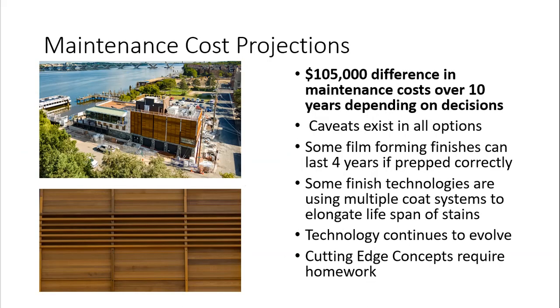Now, in all of our maintenance cost projections, caveats exist. Okay. There is a $100,000 potential difference over 10 years based on the decisions that you make. Now, obviously, we can mitigate some of those decisions. This is a high-end, high-exposure build on the waterfront. They wanted a semi-transparent stain. They did not want to be out here anywhere near every 2 years doing this. All right, we did talk them into rough face on all of the siding, thank God.